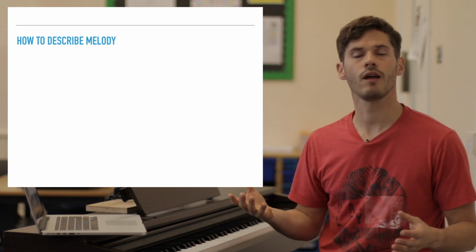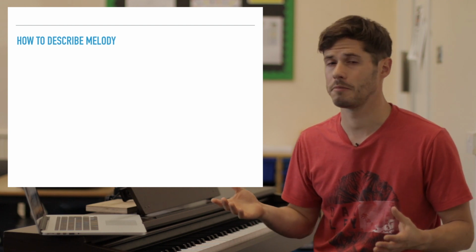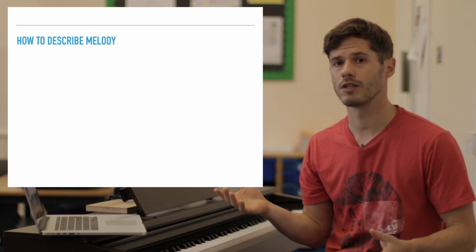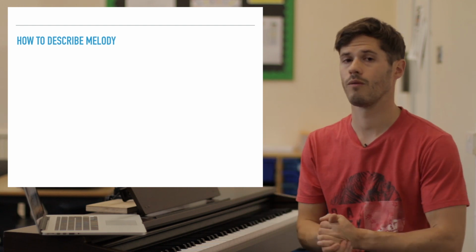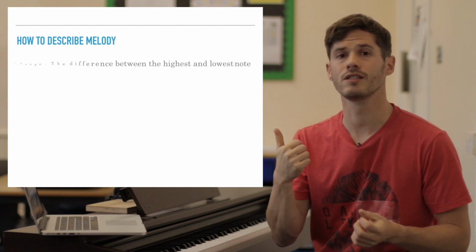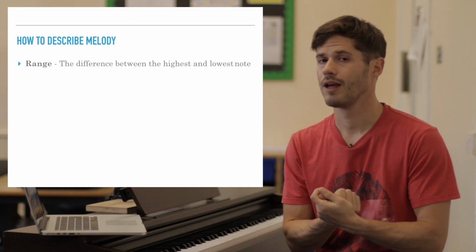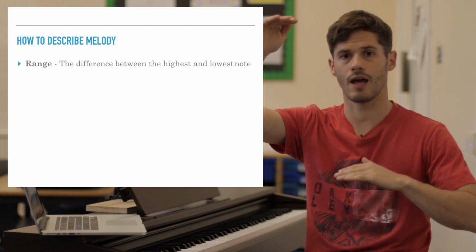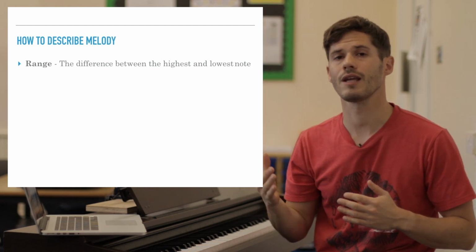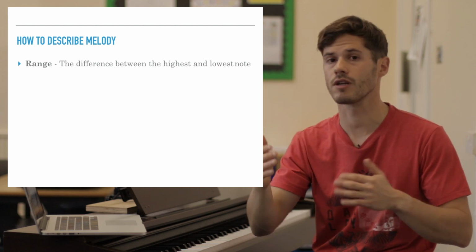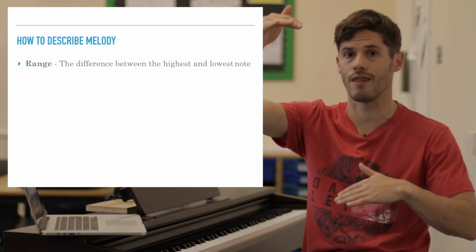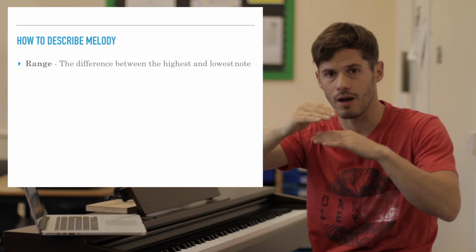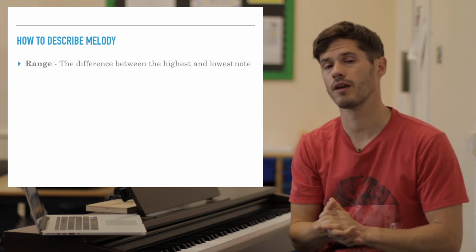So how do we describe melody in a piece of music? It can be quite challenging. There are lots of parameters we can talk about when we're describing a melody. The first one is the range. What's the range of the melody? This is just the distance between the highest and the lowest note. You'll describe this as an interval of, for example, an octave, or a tenth, or a ninth. That would be a wide range. A narrow range might be just a third or a fifth.